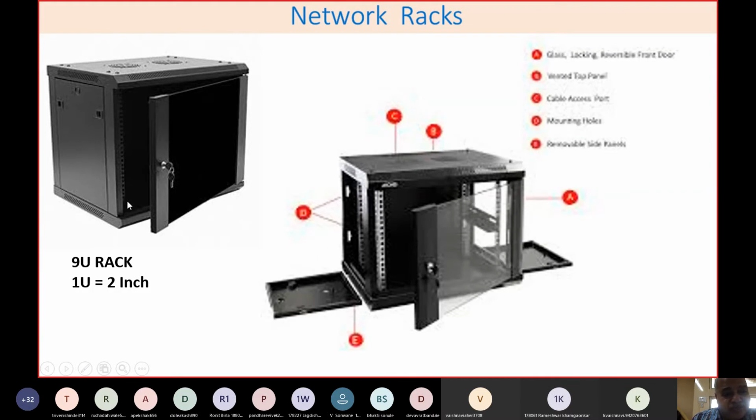Inside this you can fit, there will be different levels here, so you can fit the patch panels, patch cords, switches with nuts, bolts, or with screws. Everything can be fit into this. That means depending upon your requirement, you can decide the rack that you want.